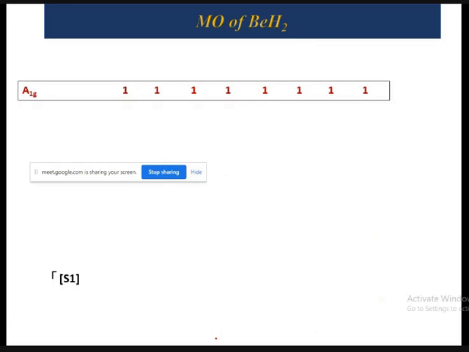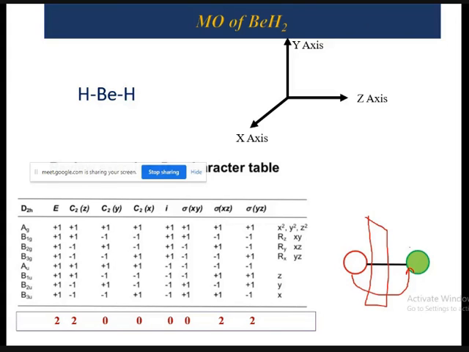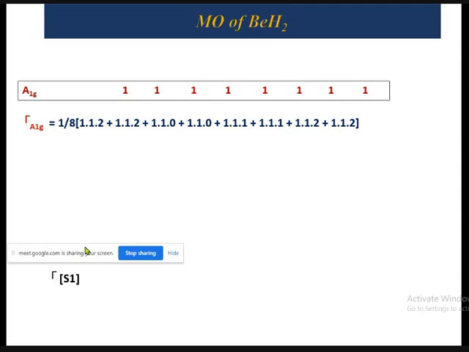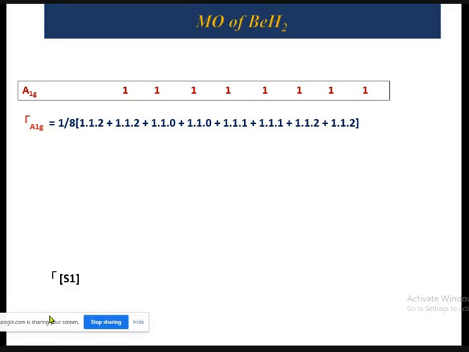Now, next is again what we will do, we will solve this molecule, right? For example, we will apply the reduction formula, and I am taking the first character, that is A1G. Now, in what way can you write it? 1 by 8. What is 8? 8 is the order of group. How do you calculate it? You have to add all the number of symmetry elements present in a given point group. So if you add it, you will get the h. The value of h is 8.